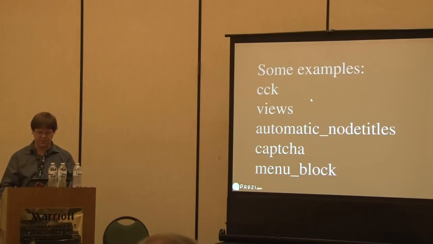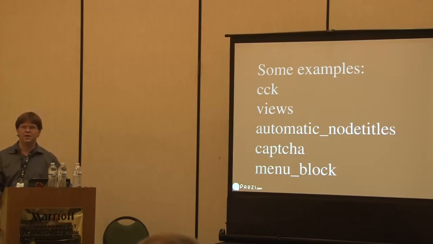All right, so now that you know roughly the framework, you can get an idea of how these modules do their thing. For example, Automatic Node Titles catches hook node, and when a node is saved, it checks for whatever rules you've set to change the title, and saves the node again. CAPTCHA does a hook form alter, responds to that on a specific form ID, and adds the CAPTCHA to it. Menu Block creates a block out of a menu, so you can see how that might be done.